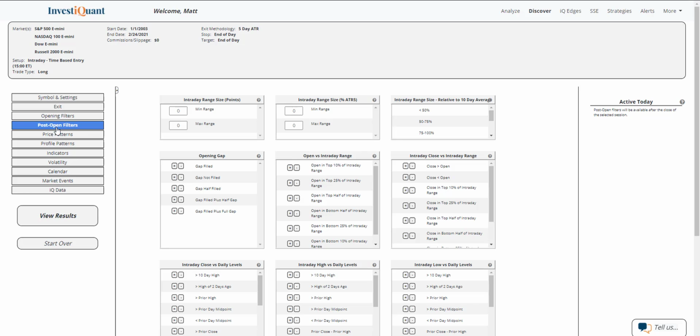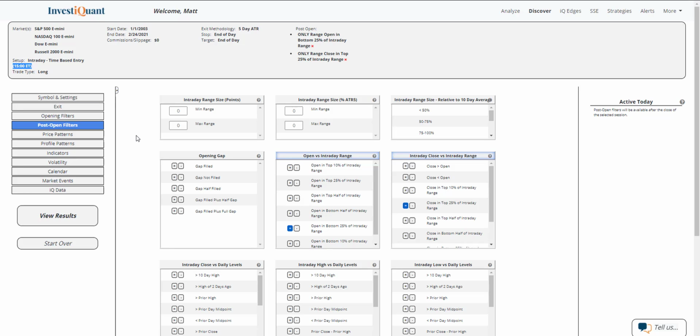Now, to build out this pattern, I'm going to go into the post-open filters, and I'm going to say that the open was in the bottom 25% of the range, so that is in the open versus intraday range section. I'm going to hit equals next to open and bottom 25% of the intraday range. Then I'm going to say the close is in the top 25% of the intraday range. So that means we're opening near the lows, we're trading near the highs at 3 p.m. Eastern Time.